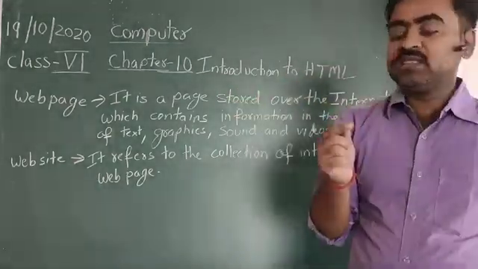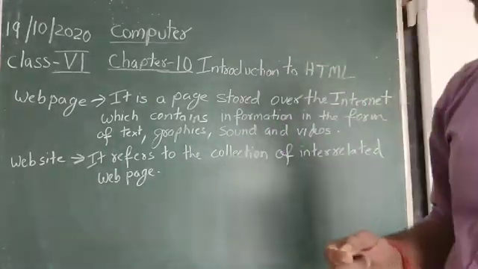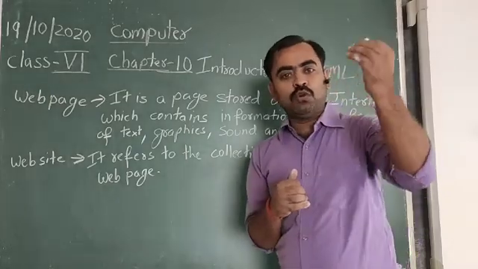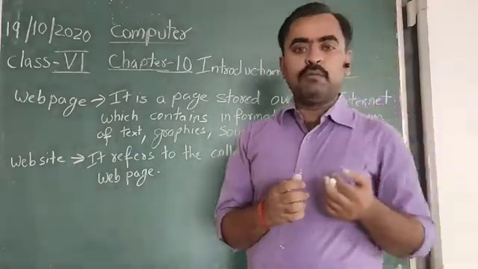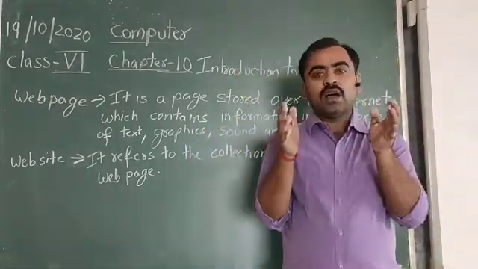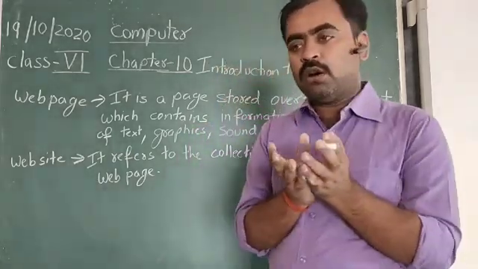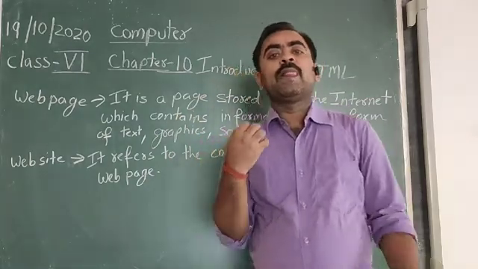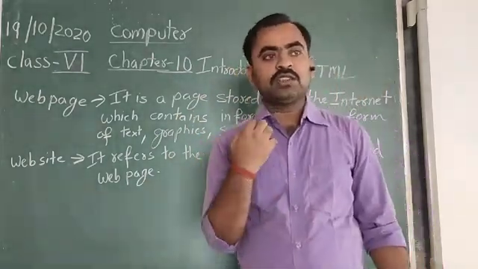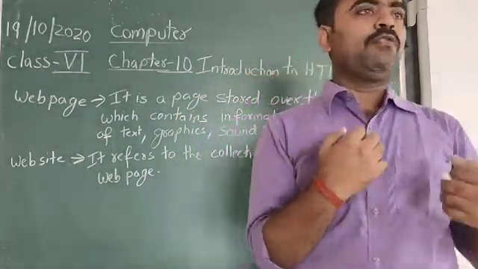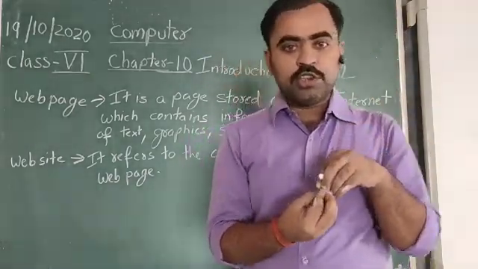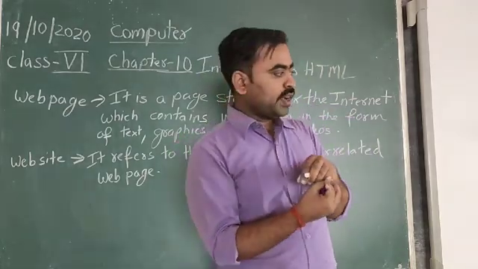Okay. Now you can understand what a web page is. A web page is a single page which may contain some information and is stored over the internet. And what is a website? The website is the collection, or bundle, of web pages which contain similar information, information related to some product or even some institution, company or organization.